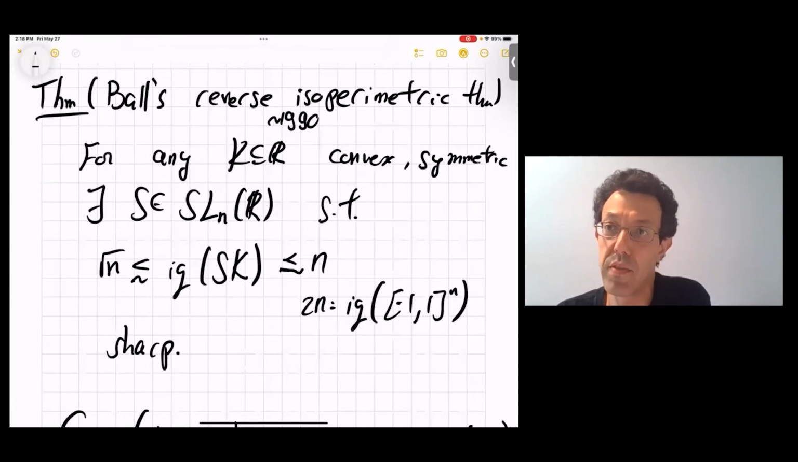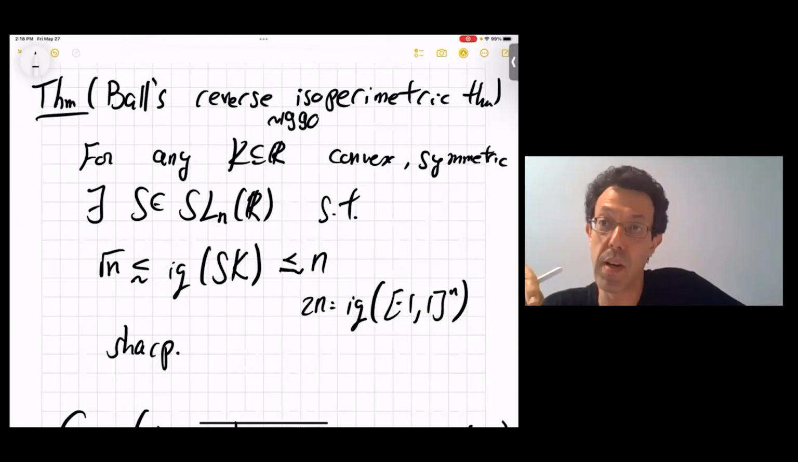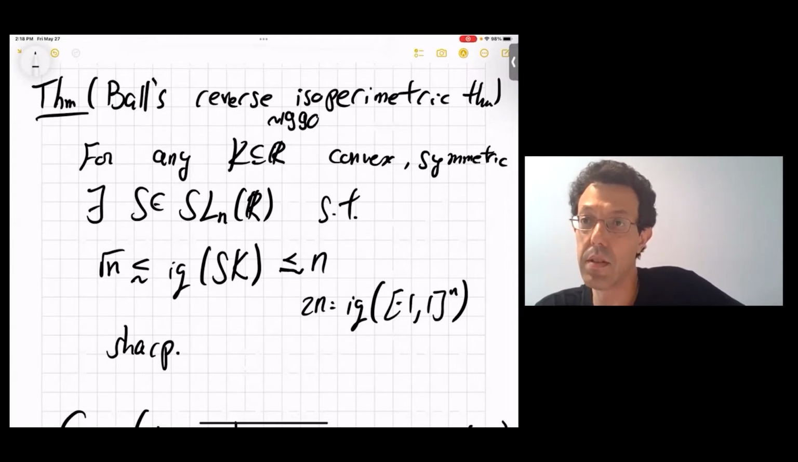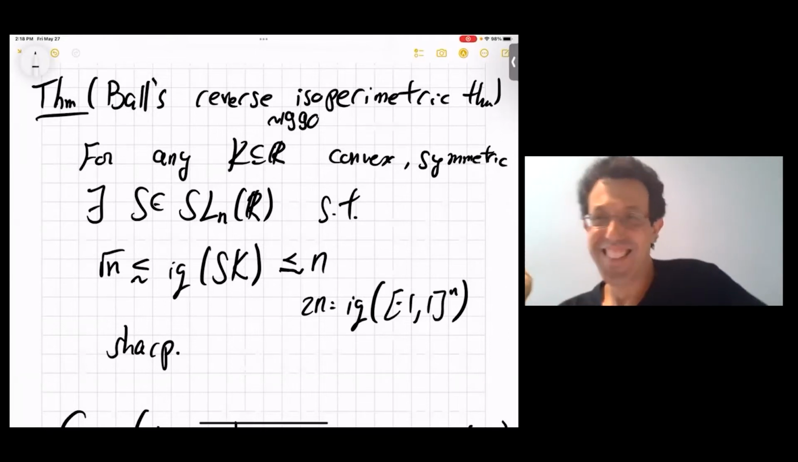You look at the map of the normal, and this maps the boundary of your body to the sphere. This gives you a measure on the sphere. You want that measure to be isotropic, while isotropic position means that the volume measure is isotropic. There are examples showing these two are very different from each other. So the S here is not the isotropic position. It's a different measure. It has to be isotropic, not the volume measure. Is that clear?